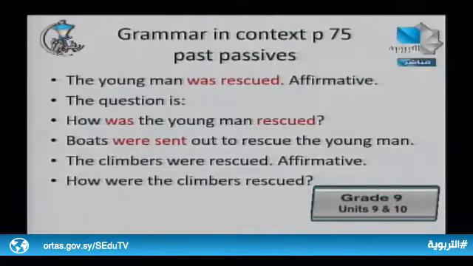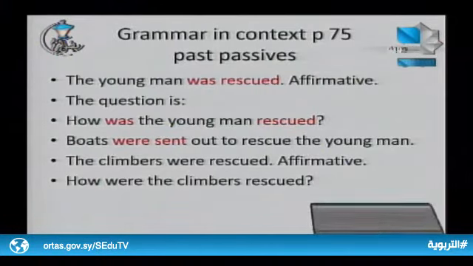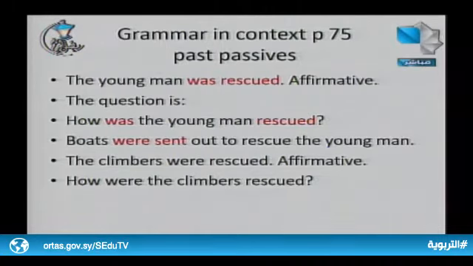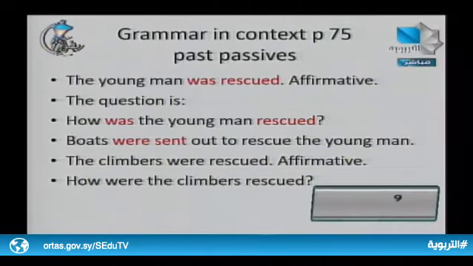So "the young man was rescued" is affirmative. To make it a question, we put how, which is the WH word. We put was, the auxiliary verb, at the beginning, then the subject, the young man. After them, we use rescued, the third form of the verb. The following one, "boats were sent out to rescue the young man," is the answer to the question how was the young man rescued?